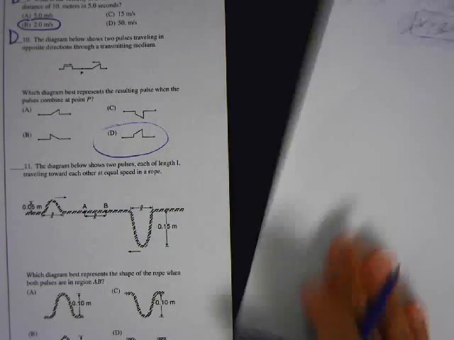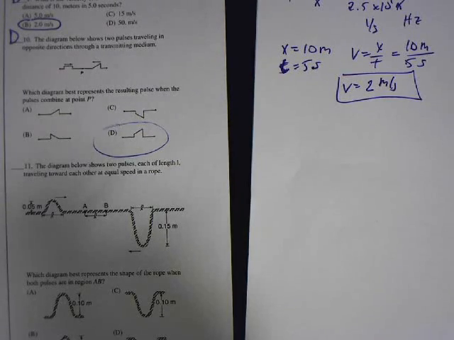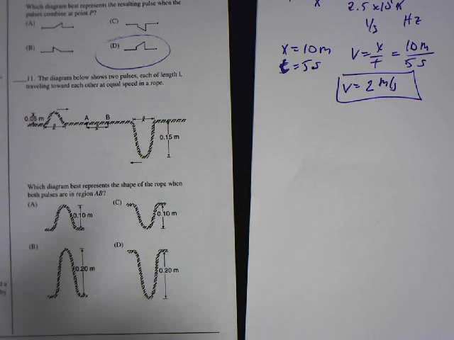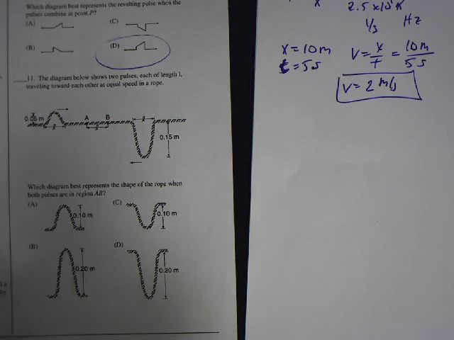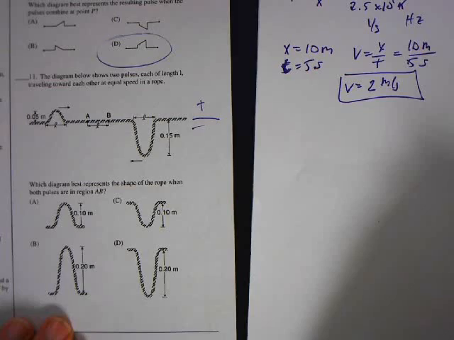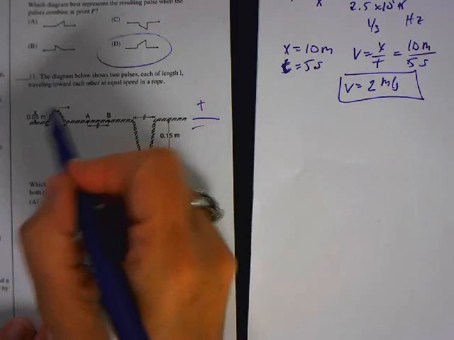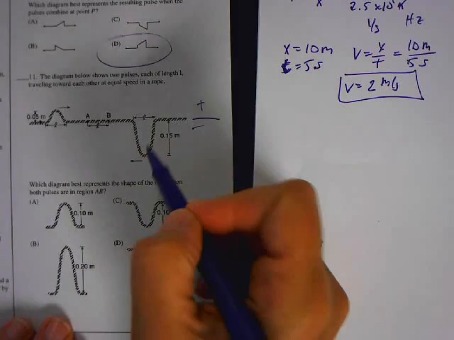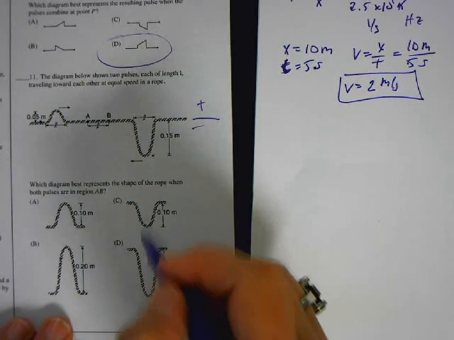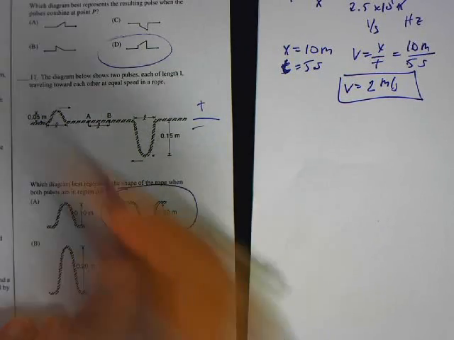When we look at number 11, it says the diagram below shows 2 pulses of equal length traveling toward each other. Which diagram best represents the shape of the rope when the pulses are in region AB? So again, in physics, we always have a sign convention. We'll use the same sign convention here. We'll call it above positive. We'll call it below negative. So you see, this is like a positive 0.05. This is a negative 0.15. So when they add together, it's going to be negative 0.1, which is choice C.